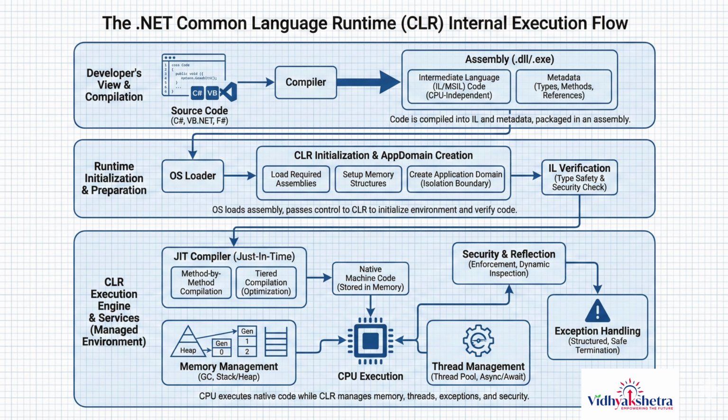Once compiled, the native code is stored in memory and reused for subsequent calls. This improves performance because the method does not need to be compiled again. This approach also ensures that only the code that is actually executed is compiled, reducing startup time and memory usage. Modern .NET uses advanced JIT techniques such as tiered compilation. In tiered compilation, methods are initially compiled quickly with minimal optimization.